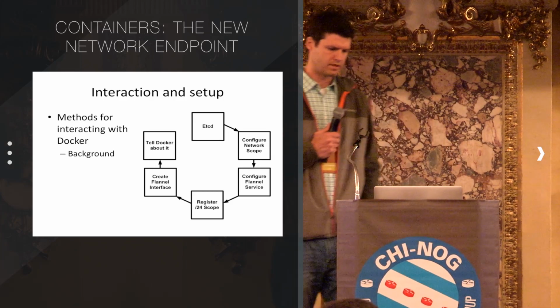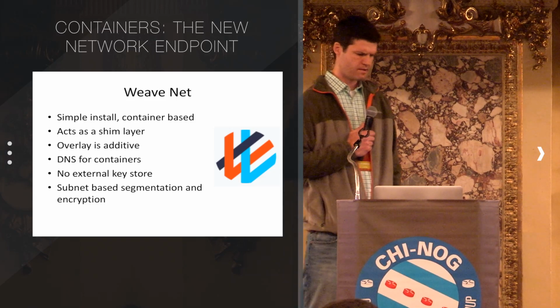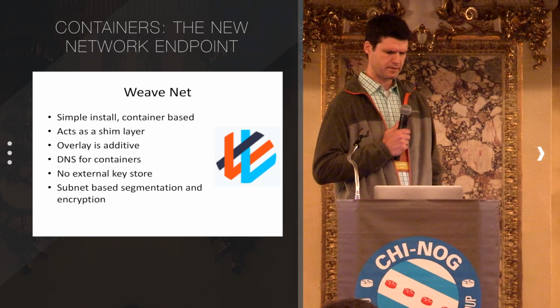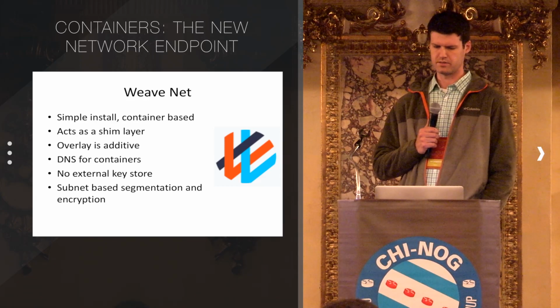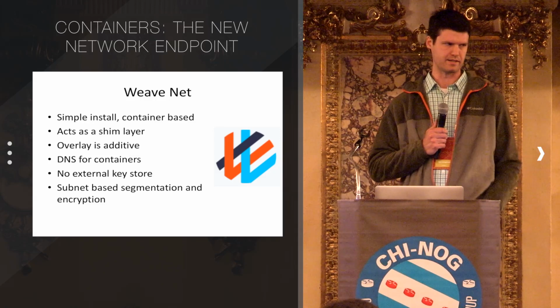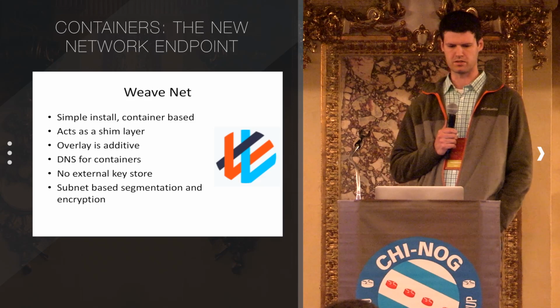The last one, Weave. It's a really simple install because it's container-based. It's pretty slick. This one's been around for a while too. The interaction mode is more of a shim layer. The binary you download, you actually then use that to spin up the containers, and it in turn talks to Docker to spin up the container for you, so it's in a good position to do that.